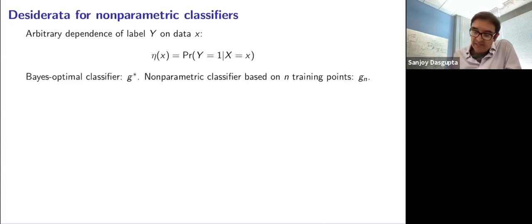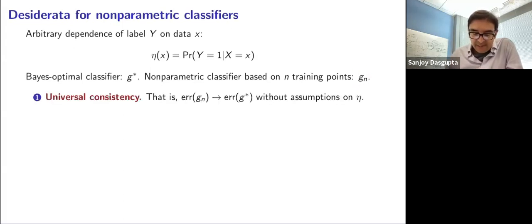What are desiderata for this classifier? So the first thing we want is consistency, that as the amount of data goes to infinity, we converge to the Bayes optimal error rate. But in fact, we want a little more. We want universal consistency, which means that this holds without any assumptions on this. For example, we do not need this to be continuous.